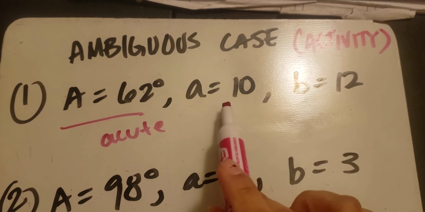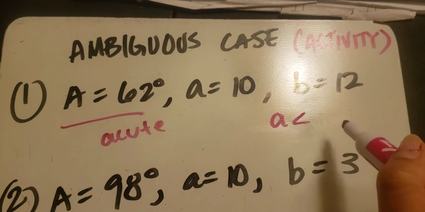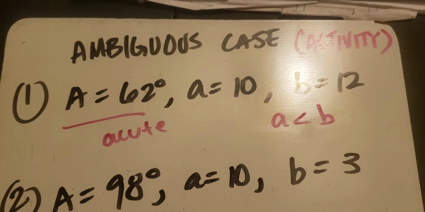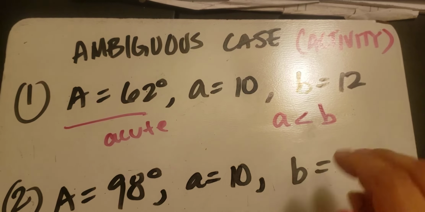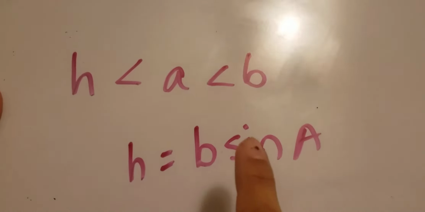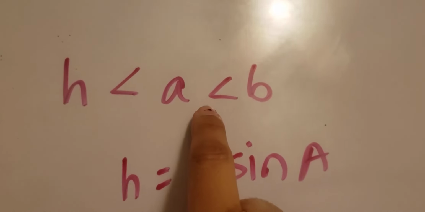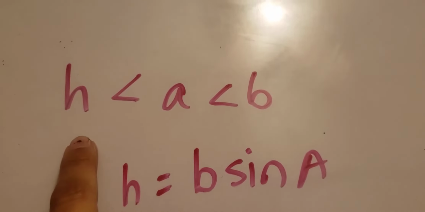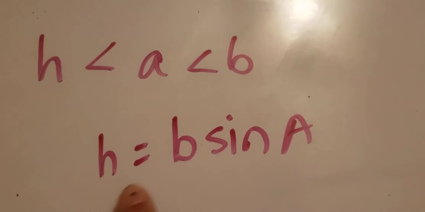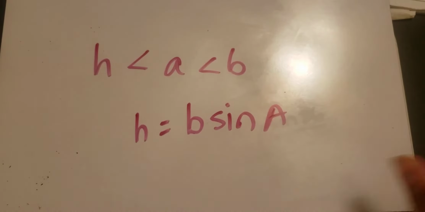Then you'll notice that A is 10 and B is 12, so that means A is less than B. But if that's the case, then you're going to look at a couple things, okay? If A is less than B, then you should be looking at the fourth triangle where they say A is less than B, but A is greater than H. But we don't know what H is. But if you look at the diagram, they tell you that H is B times sine of A. So we're going to figure that out, okay?